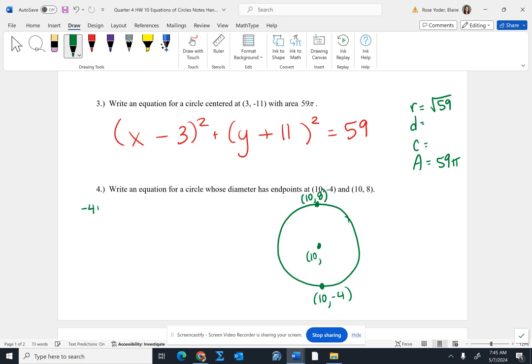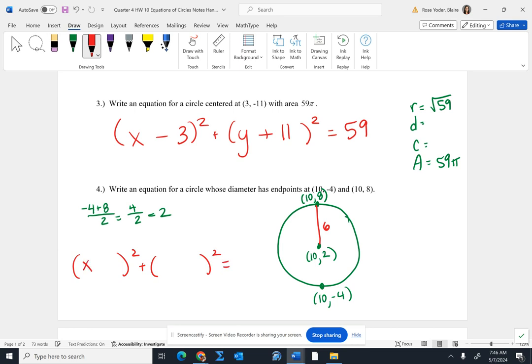I'm going to do that thing where I add up negative 4 and 8 and divide by 2 to find what's in the middle. Negative 4 plus 8 is 4. Divided by 2 is 2. And then I ask myself, is 2 really halfway in between negative 4 and 8? Well, it's 6 away from negative 4 and it's 6 away from 8. And that 6 happens to be the radius.